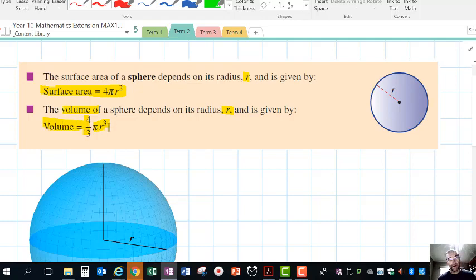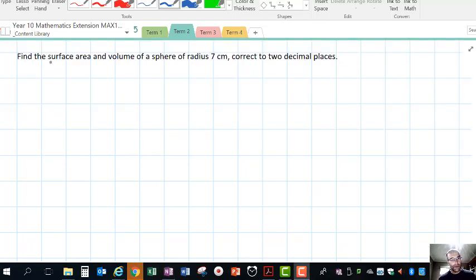This video doesn't go into the derivations of those formulas, that is covered elsewhere. This is mainly just concerned with the application of surface area and volume of a sphere. Okay, so let's find the surface area and also the volume of a sphere with a radius of 7 centimeters.